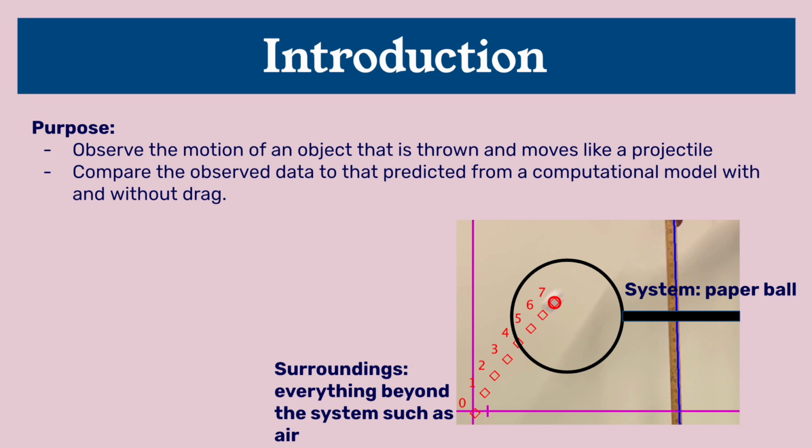For a quick preview of the results, the computational model with drag force more closely resembles the data observed compared to the model without drag. In this scenario, our system is the ball, while everything beyond the ball, such as the air and the earth, constitutes our surroundings.